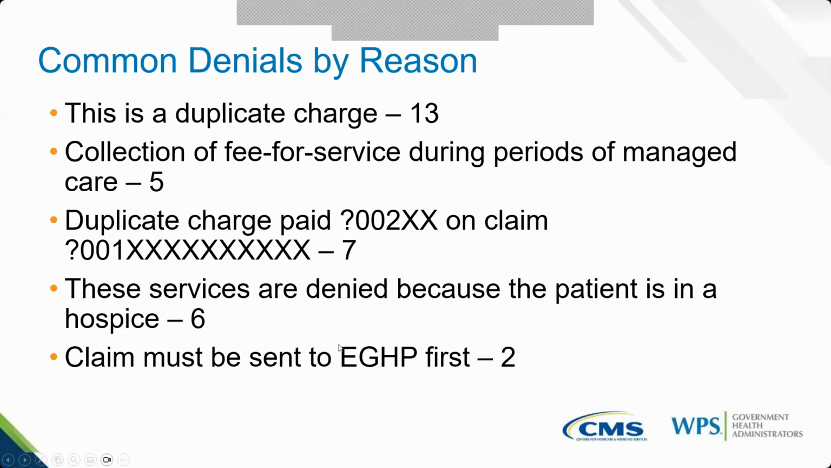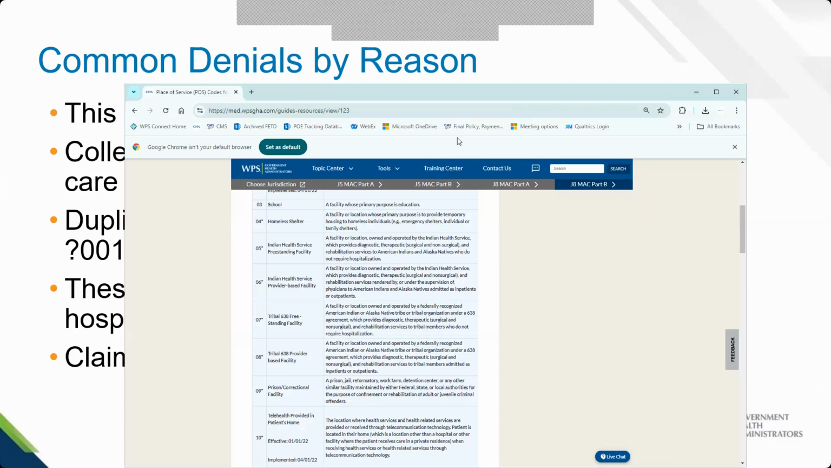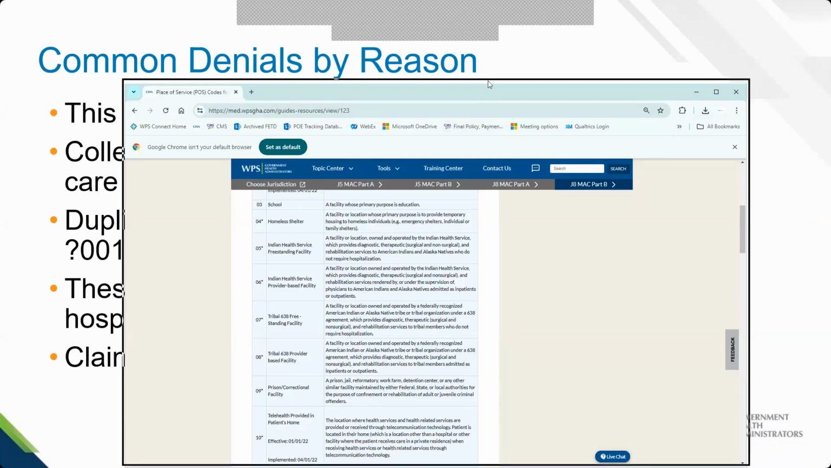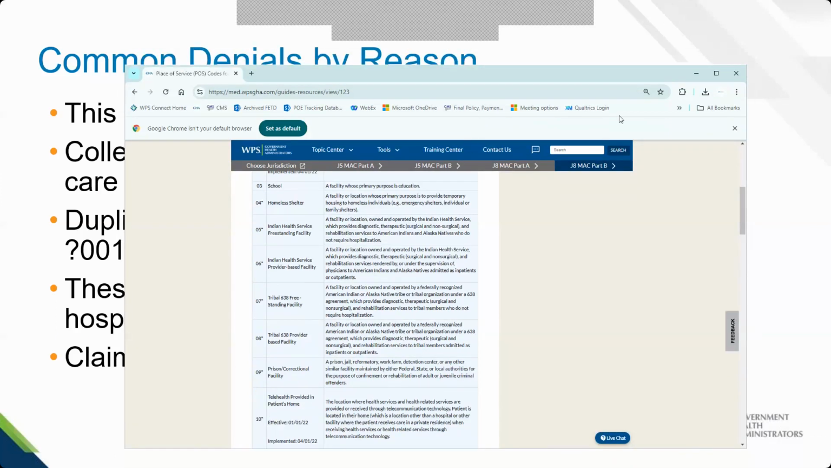Claim must be sent to the employer group health plan first. This is a form of a Medicare secondary payer denial. We have resources on our website about Medicare secondary payer. Pulling some of that over right now. Here we go. Again, you're going to look under claims, and I'm just showing you some of these resources, but there are links embedded in your handout materials.